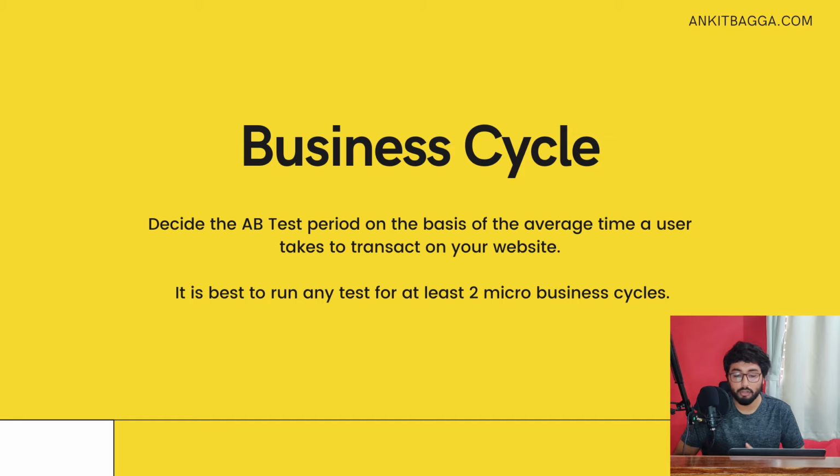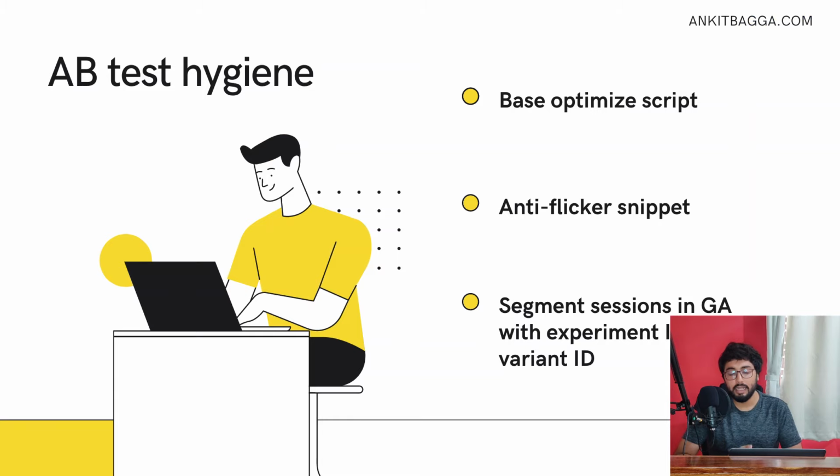The second most important thing is to consider the micro business cycle. This is typically a week. If you have a weekly cyclical business, where transactions are higher on weekends or higher on weekdays, you should give the test at least 2 weeks before doing the analysis. The ideal test duration ranges from 2 weeks to 4 weeks.